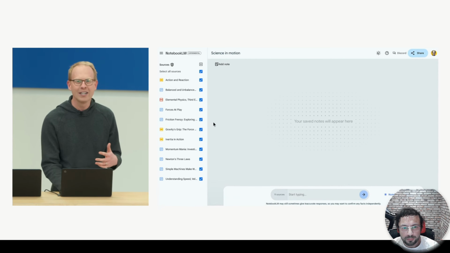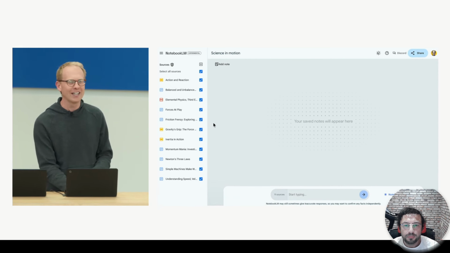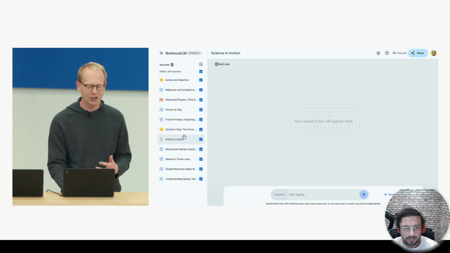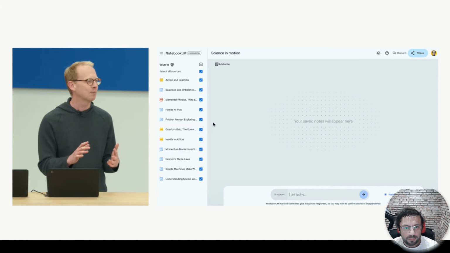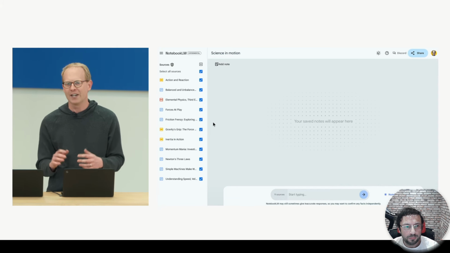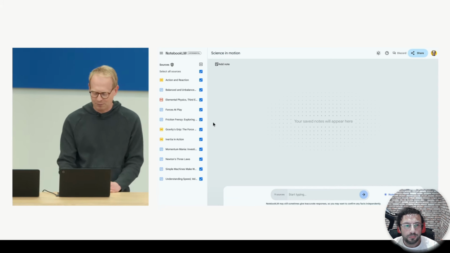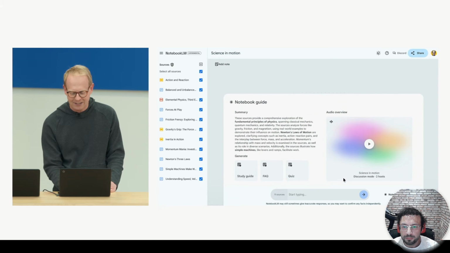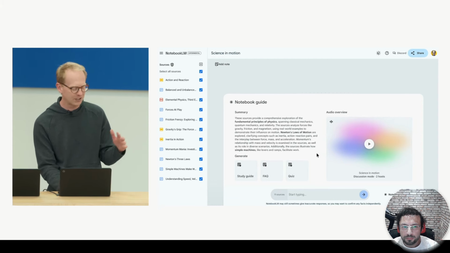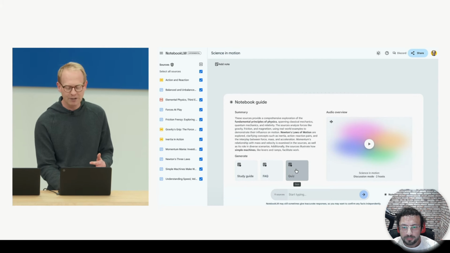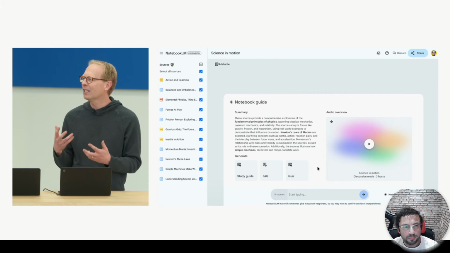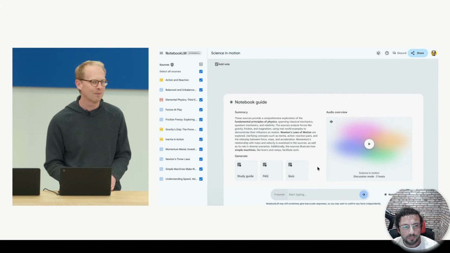In this notebook, I've been using it with my younger son, and I've added some of his science worksheets, a few slide decks from his teacher, and even an open source textbook full of charts and diagrams. With 1.5 Pro, it instantly creates this notebook guide with a helpful summary and can generate a study guide, an FAQ, or even quizzes. But for my son, Jimmy, he really learns best when he can listen to something.